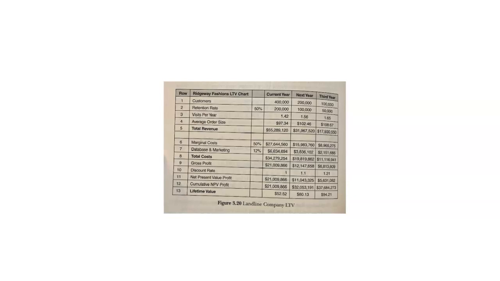You see the discount rate line? This is assuming a 10% interest rate. And I am reducing the gross profit. If I take the value of it now as opposed to in 1 year, that 12,147,658 is 11,043,325. Okay, I think that's enough on net present value. But here you see lifetime value for those 400,000 customers.